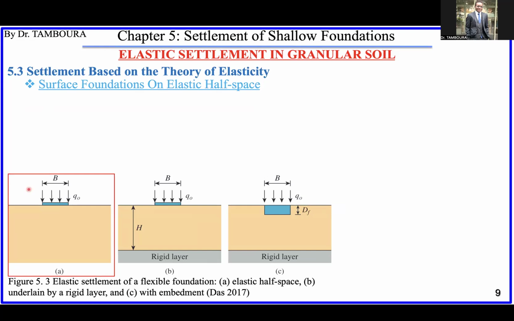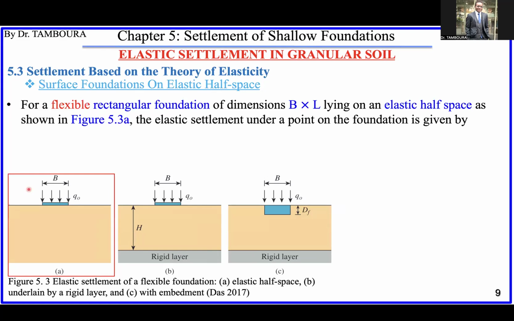Okay, remember, surface footing. So for this kind of situation, if you have a flexible rectangular foundation with this dimension B, L, this is the width, this is the length of the footing, on this kind of elastic half space, the settlement under a point on the foundation. Please understand this sentence. Settlement under a point of the foundation is given by this equation.